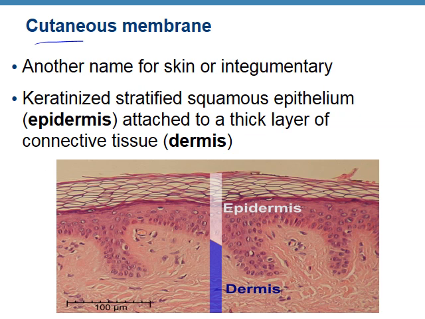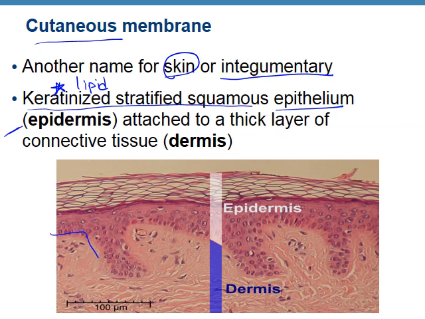First example is cutaneous membrane. Again, this is skin, or the integumentary. Integumentary system is when we also include accessory things like glands and hair and nails that we'll get to in the next chapter. So remember, skin is stratified squamous epithelium, in particular keratinized. Remember, this was that lipid waterproofing. This is our epidermis. So they're trying to show you anything here in the darker pink. That's all epidermis. And underneath is the dermis.